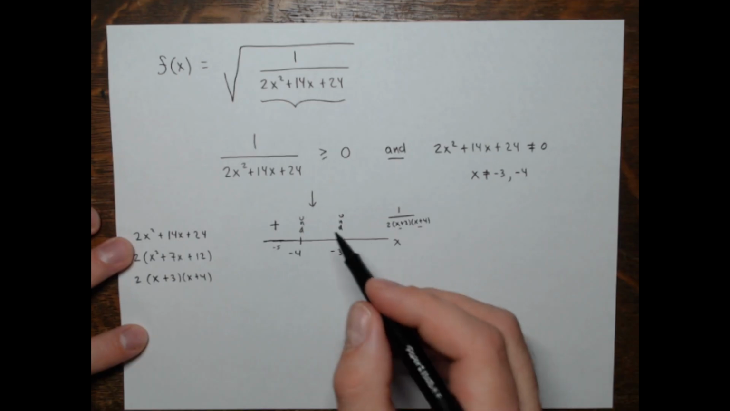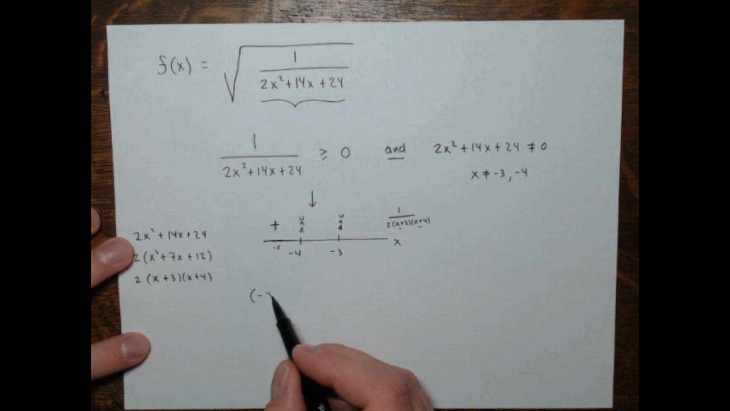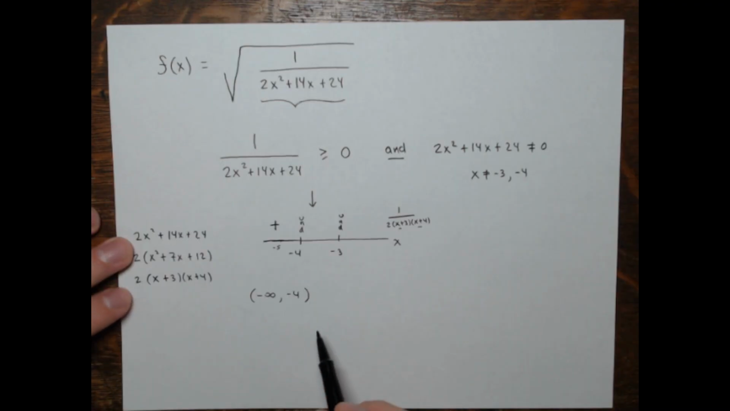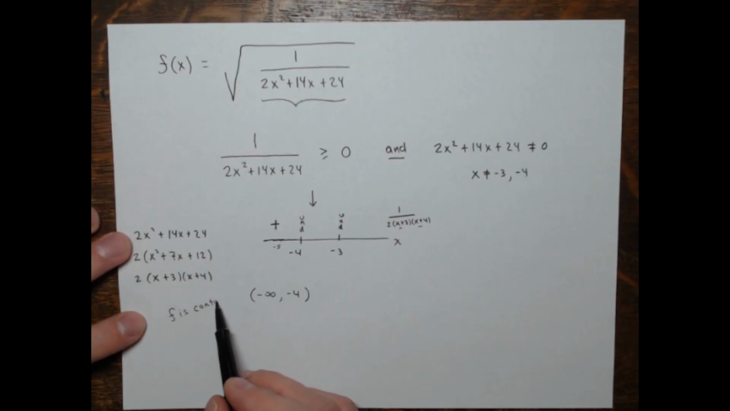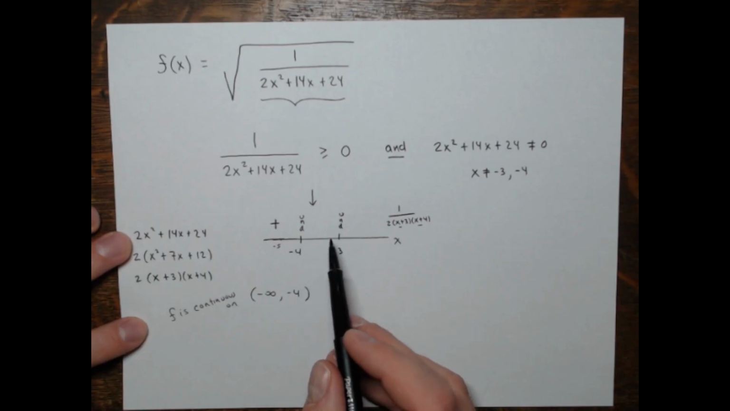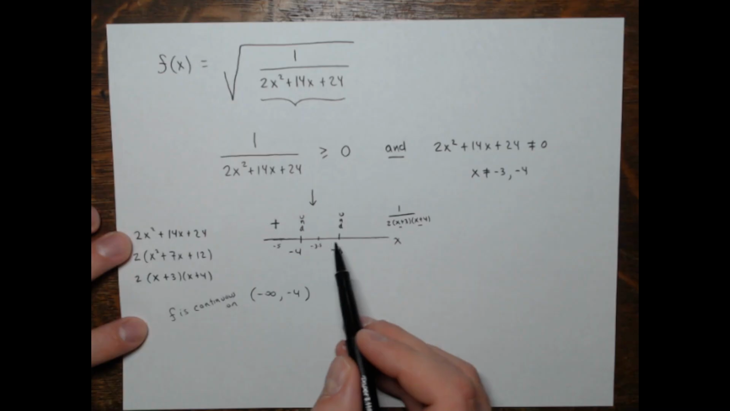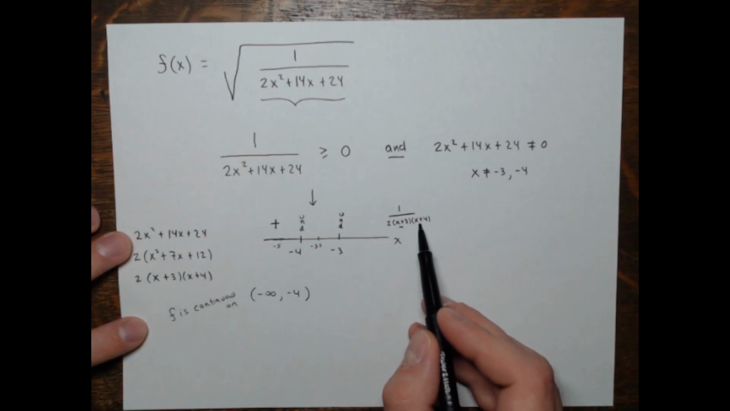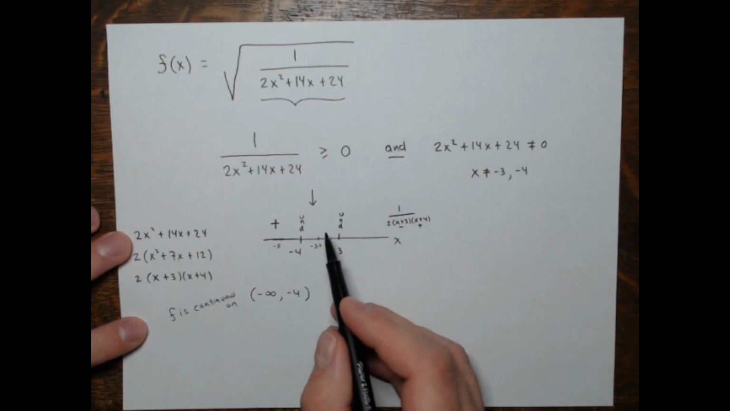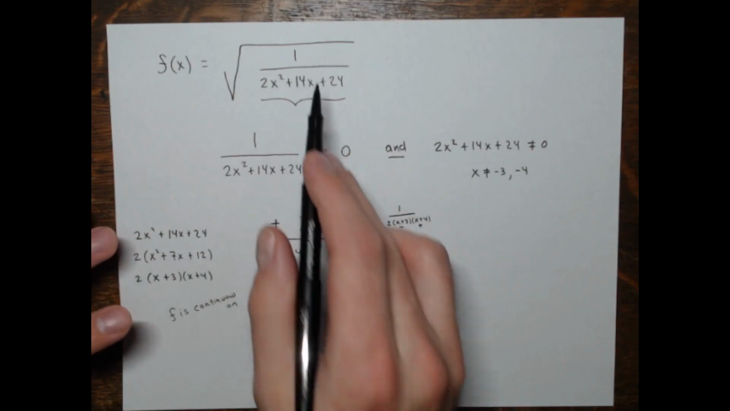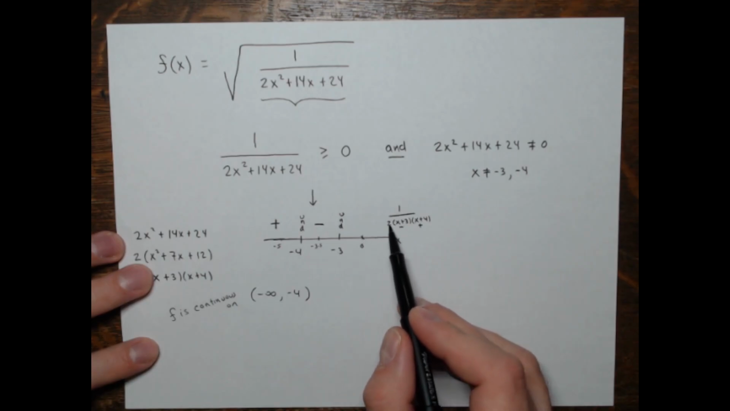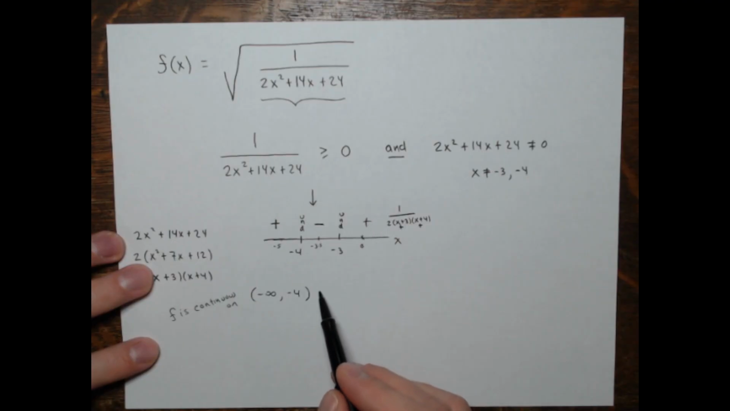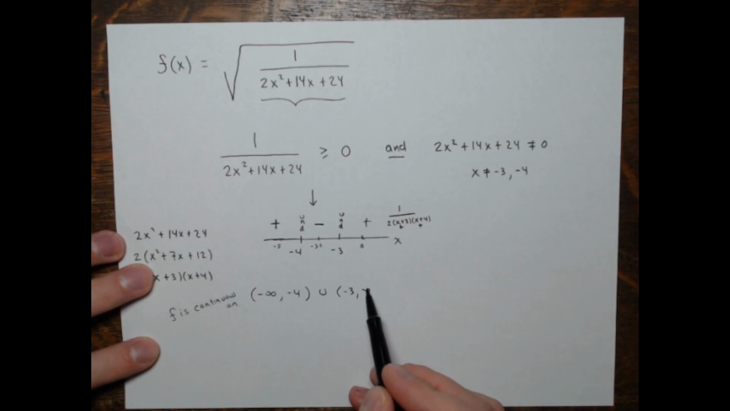So positive overall. So these values from -infinity up to -4, but not including -4, f is defined, so it will be continuous on that interval. Then between -4 and -3, say I chose like -3.5, then this would be negative, this would be positive, so you'd have a negative overall, less than 0. So this would be undefined between -4 and -3. And then to the right of -3, say I chose 0, then this will all be positive. You have a positive overall. So union from -3 to infinity.